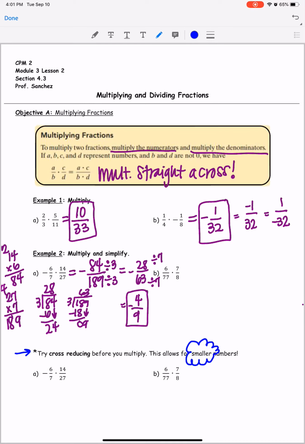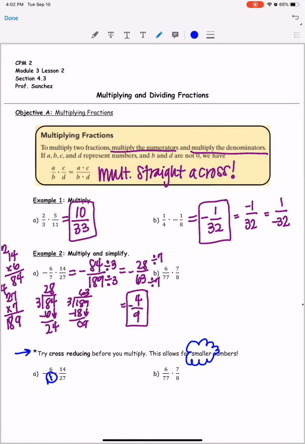So when you cross-reduce, because it's cross-reduce, you're looking diagonally. You're wanting to see, is there anything I can divide into both 7 and 14? Well, yes, we can divide 7 in. So 7 divided by 7 is 1. So I'm going to cancel out that 7 and put in a 1 there instead.